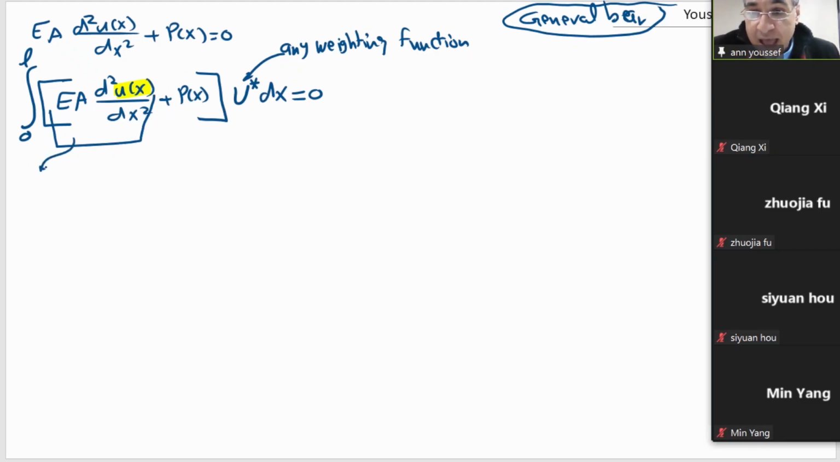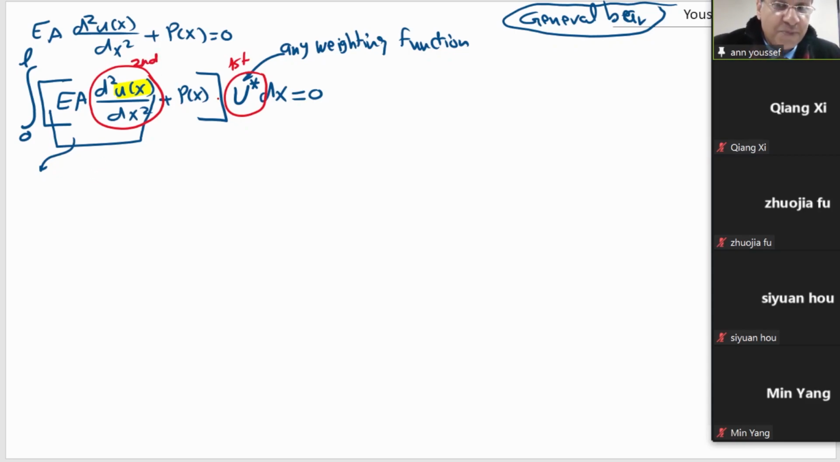So in this term, how many functions do I have? I have two functions. I have the first function, the u of x, this part, and I have it multiplied by this part. So I will use this one as the first function, and this is the second function.